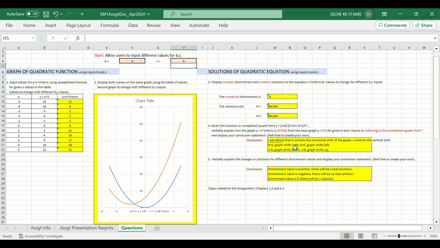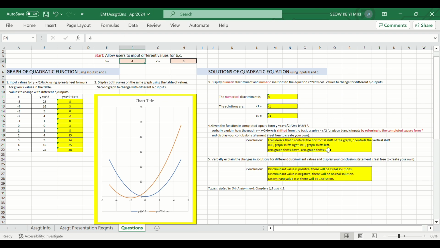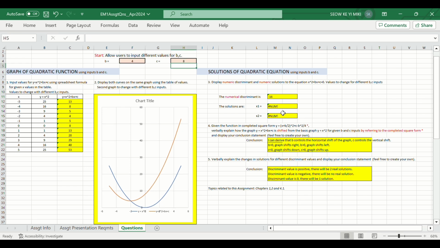For question 5, the discriminant value, if it is positive, there will be 2 real solutions. So I'll use 4 and 3. 2 solutions, x1, x2. If it's negative, so for example 4 and 8, negative discriminant will give me no solutions. And if my discriminant value is 0, there will be only one solution. x1 and x2 will be the same.